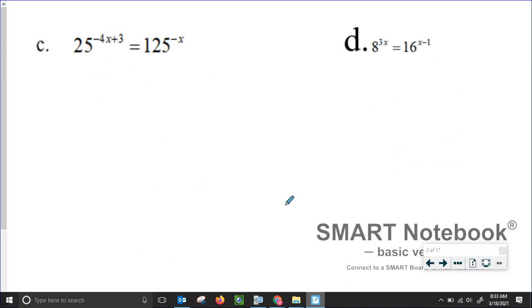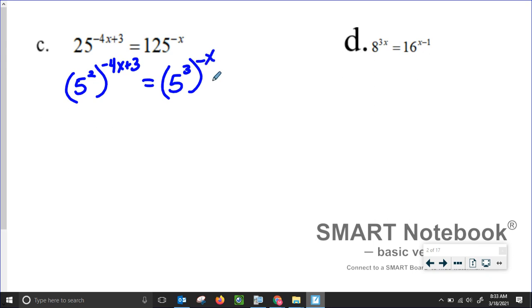And continue on, same concept. So here, 25 can be rewritten as 5 squared, and 125 can be rewritten as 5 cubed. Again, we just go ahead and multiply our exponents here. So we're going to get 5 to the negative 8x plus 6 is equal to 5 to the negative 3x. Again, we can just set our exponents equal to each other.